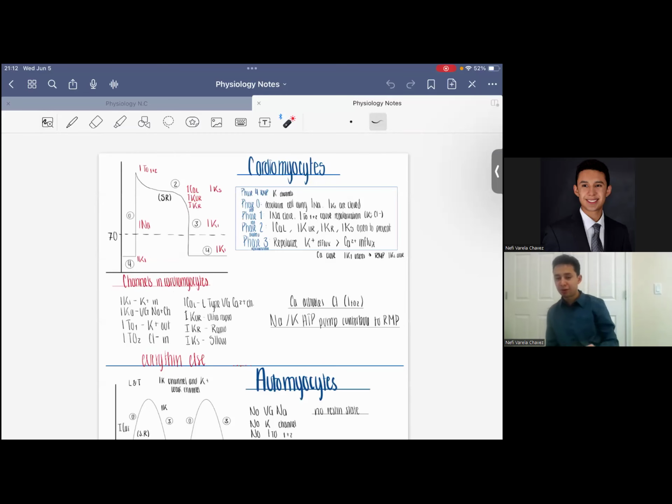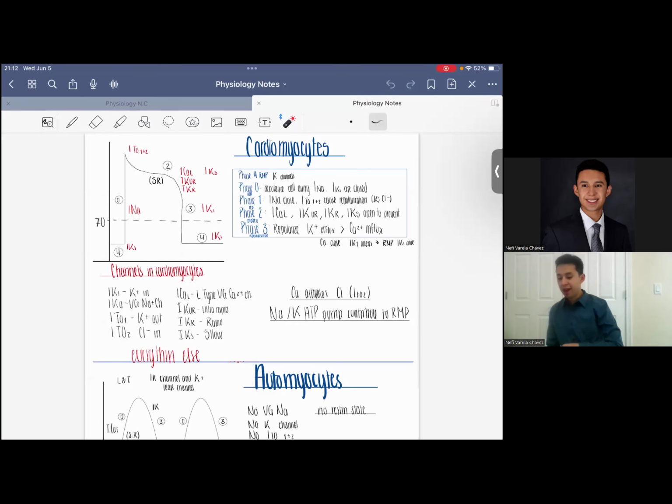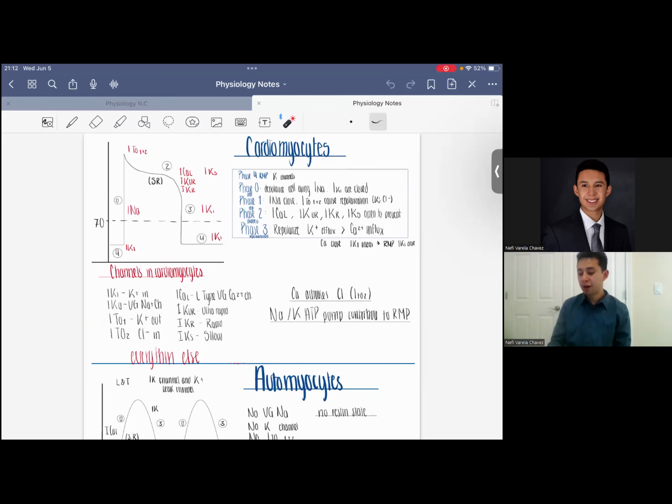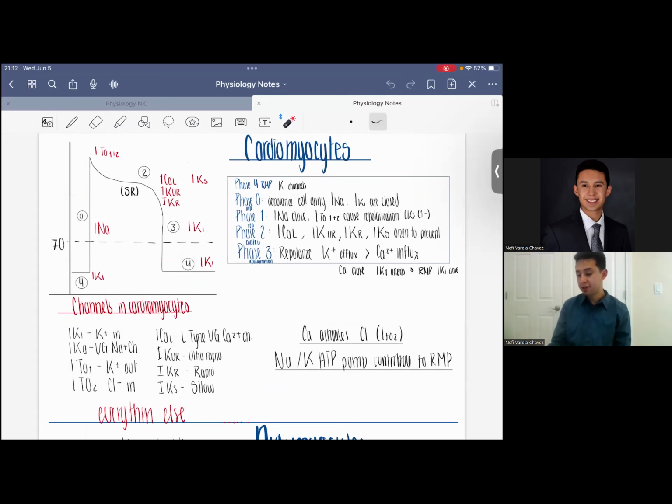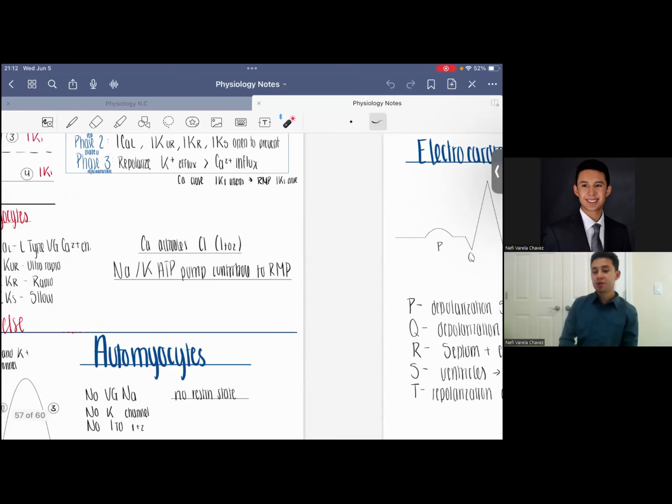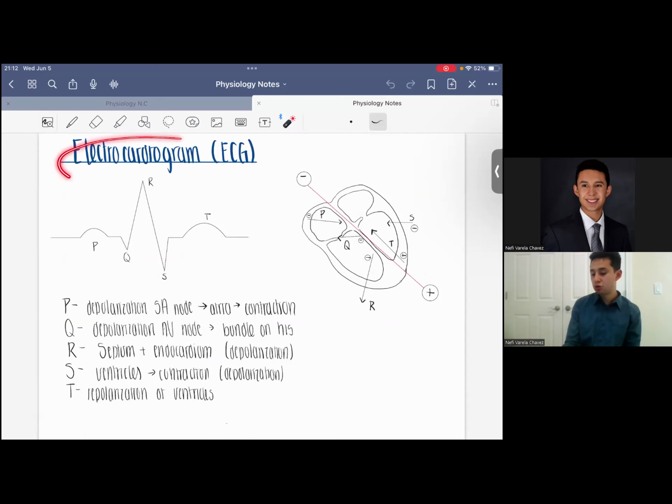And in this unit, we'll focus on the heart. In this first video, I'm going to describe the different types of heart muscle fibers, the cardiomyocytes and the autorhythmic cells. I'm also going to teach you how to read an electrocardiogram, the waves, what they mean, and a description of how to read them.